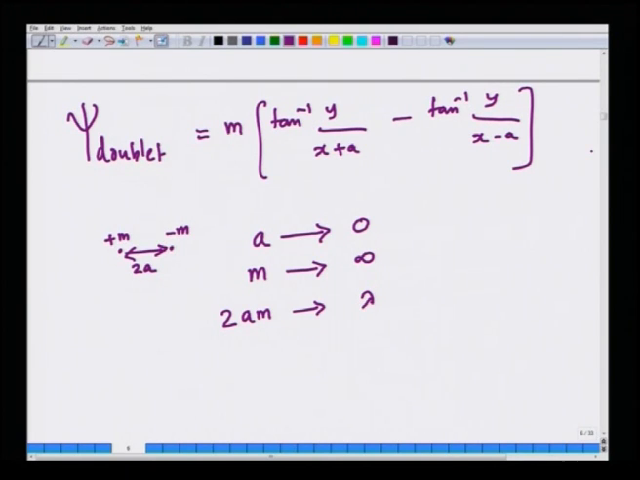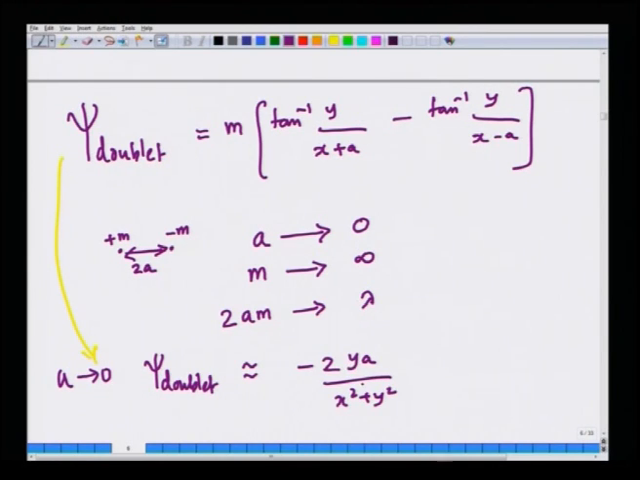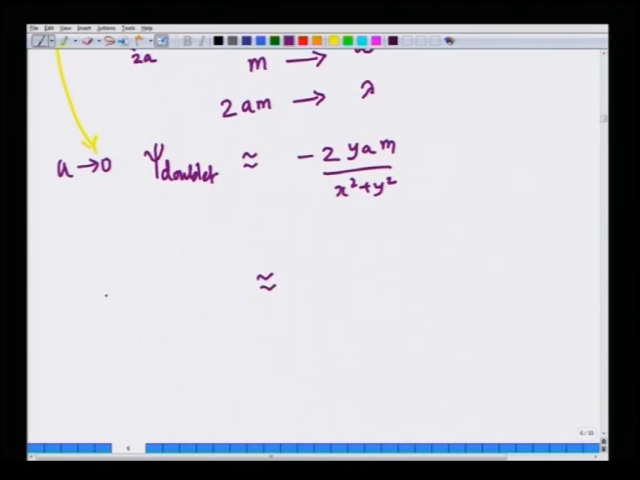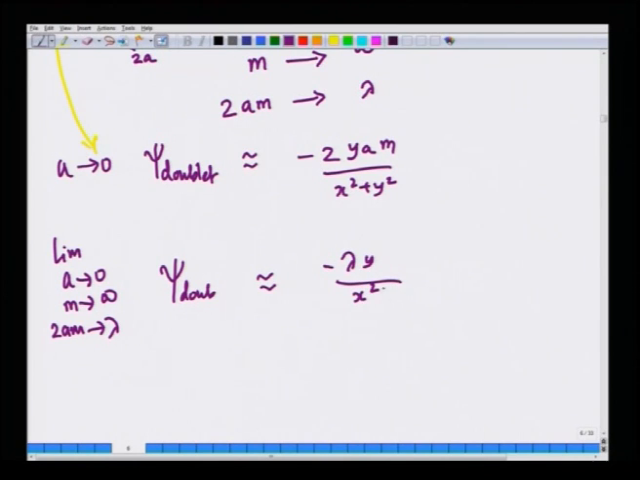Okay. So, in that limit we can simplify this. As a tends to 0, psi doublet, this expression, becomes minus 2 y a divided by x squared plus y squared, times m. So, this becomes psi doublet, as a tends to 0, m tends to infinity, 2 a m tends to lambda, equal to minus lambda y divided by x squared plus y squared.